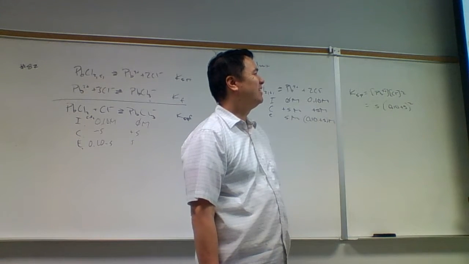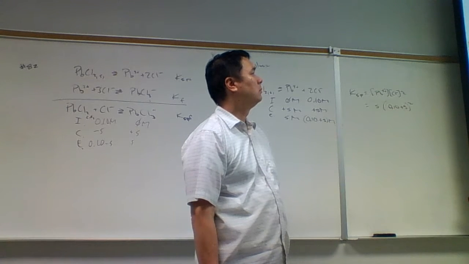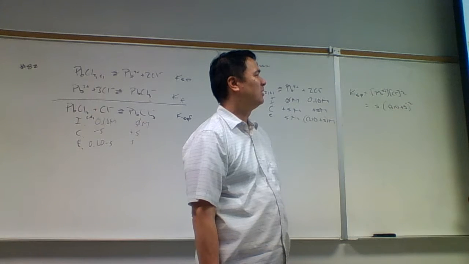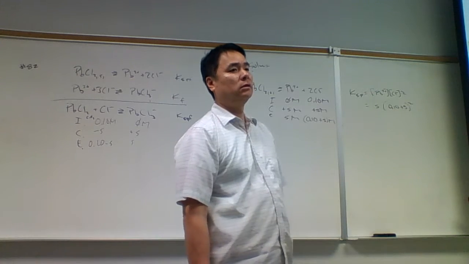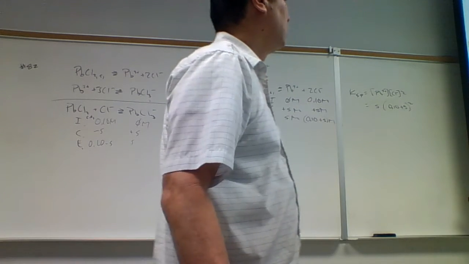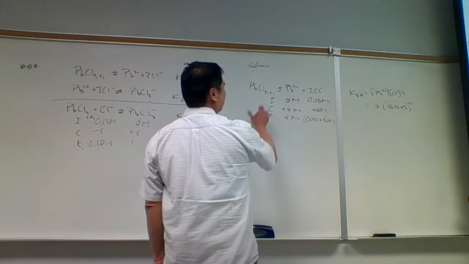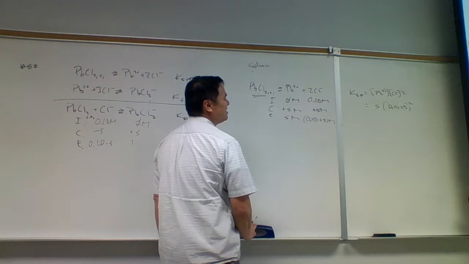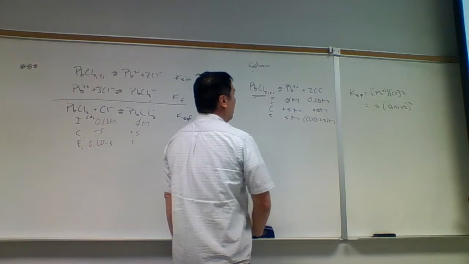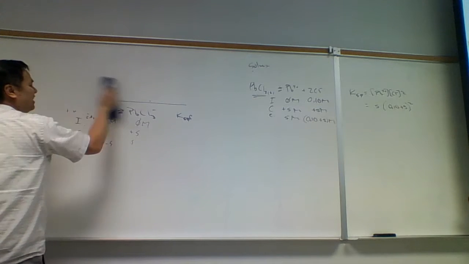So what are they doing here? They're just using KSP. They're putting the initial concentration of Cl instead of 3.10. All right, so what they did was they didn't say we were starting off with this. What they're saying is, how much Pb2+ can we have, right?